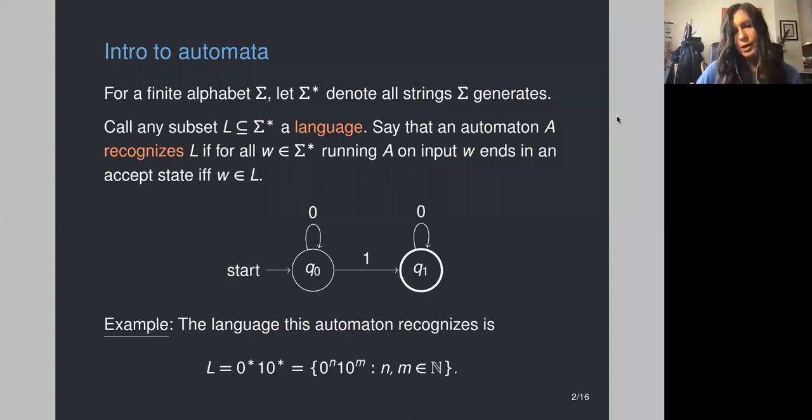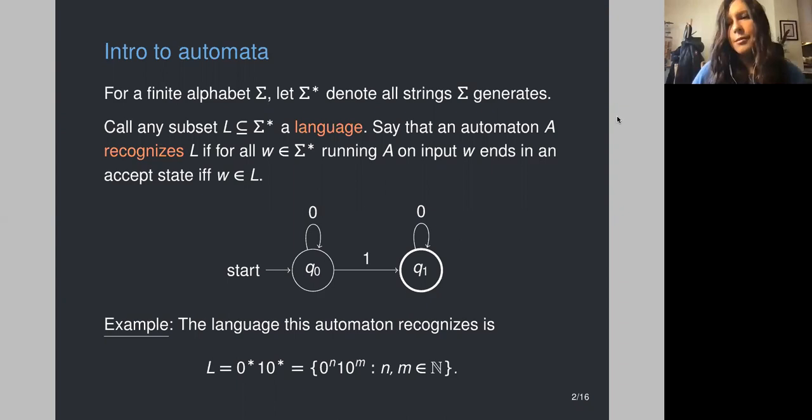So we can write L as zero star one zero star, meaning I'm using star as Kleene star, so all strings generated by the alphabet zero. Or we can write this as the set of strings of the form 0 to the n, 1, 0 to the m, where n and m are natural numbers. Okay, so that's basically what automata are, and how we think about languages that automata recognize.